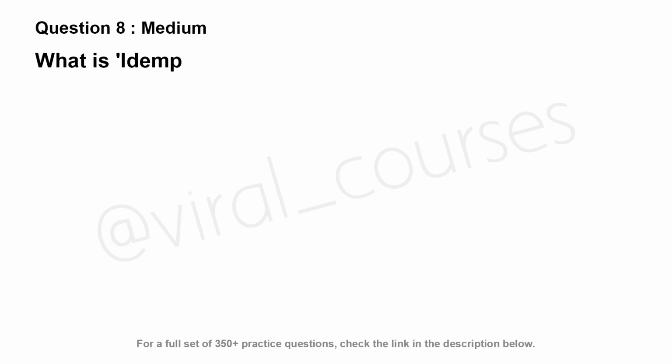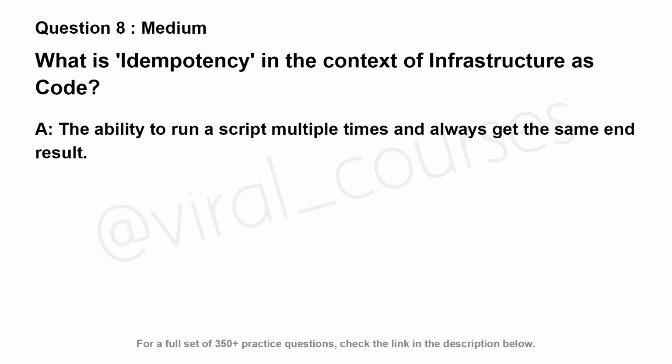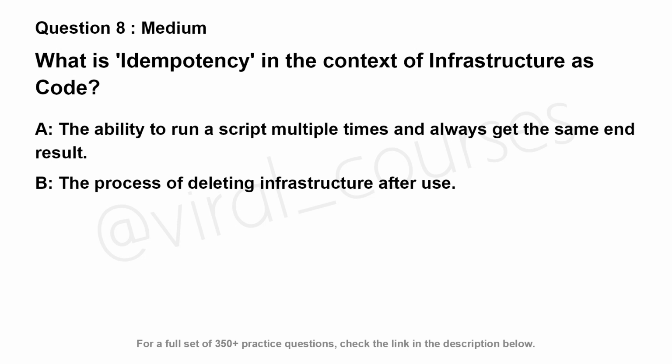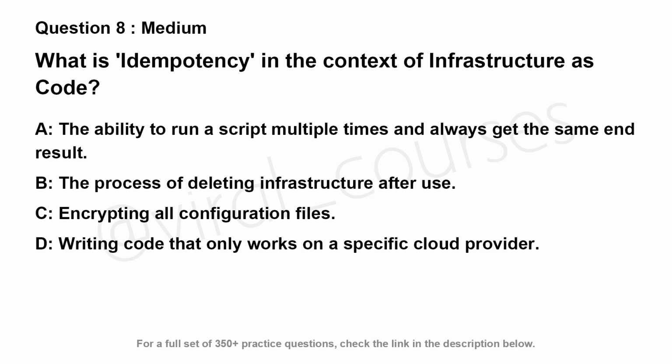What is idempotency in the context of infrastructure as code? Option A. The ability to run a script multiple times and always get the same end result. Option B. The process of deleting infrastructure after use. Option C. Encrypting all configuration files. Option D. Writing code that only works on a specific cloud provider.